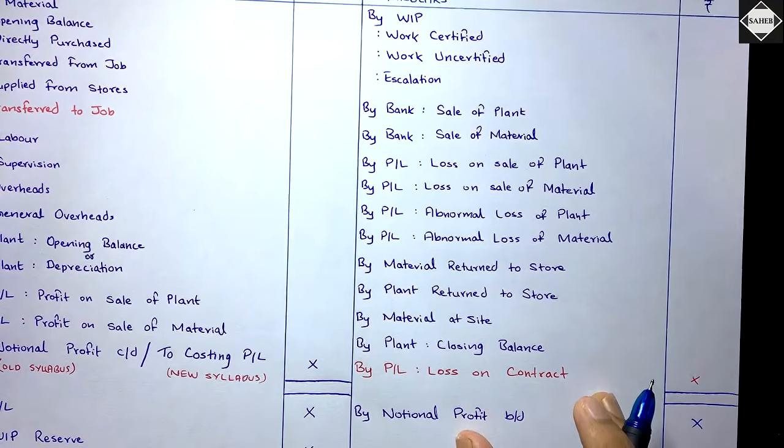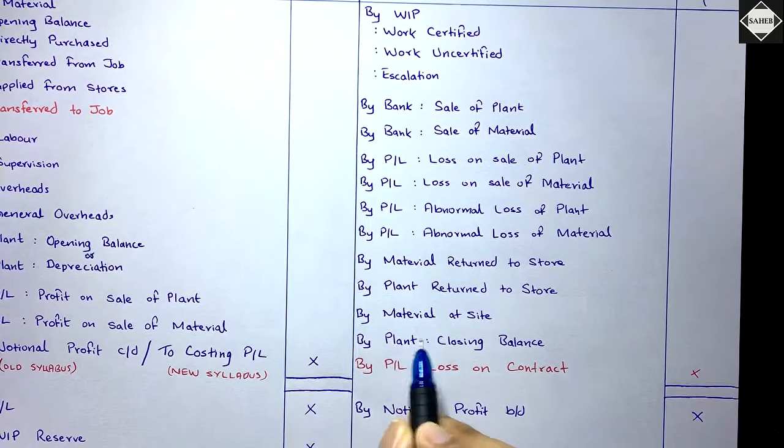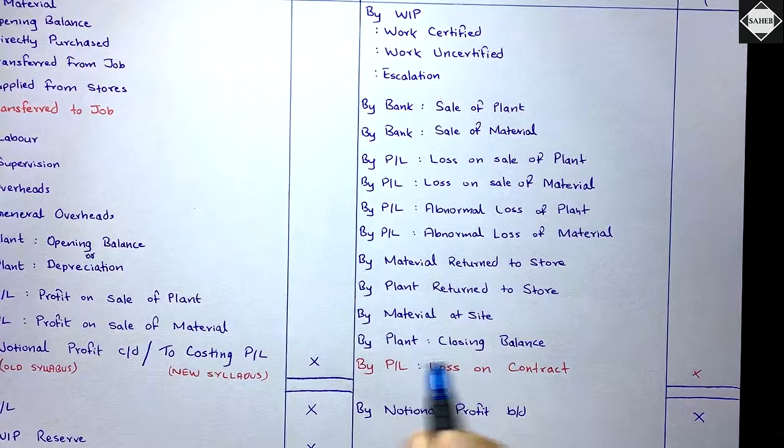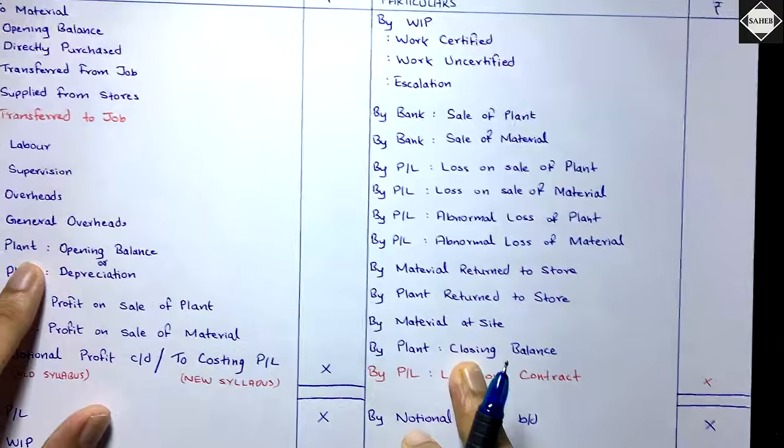Yeah. And then what? That's what I have taken over here, right? By material at site and by plant at site. Yeah, and then this is the closing balance by plant, closing balance. I told you regarding that. Yeah, opening balance and closing balance. Now this is also there.